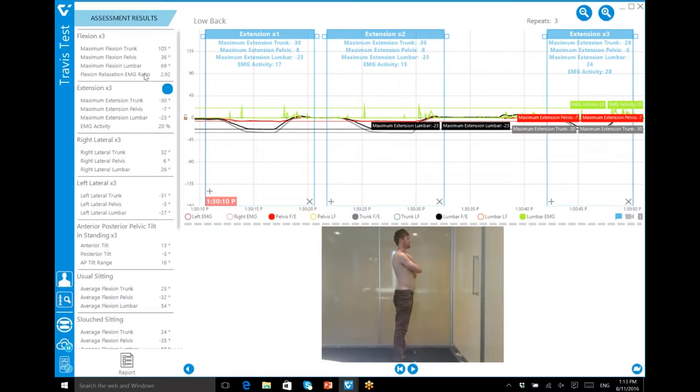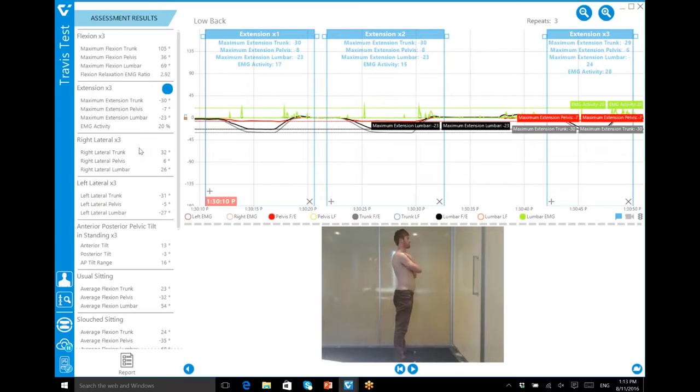So that's why that alert can pop up sometimes quite regularly in the reports. And again, it's good to note the pattern across time. Most of you therapists may not be choosing to use EMGs with every lower back assessment, and that's fair.